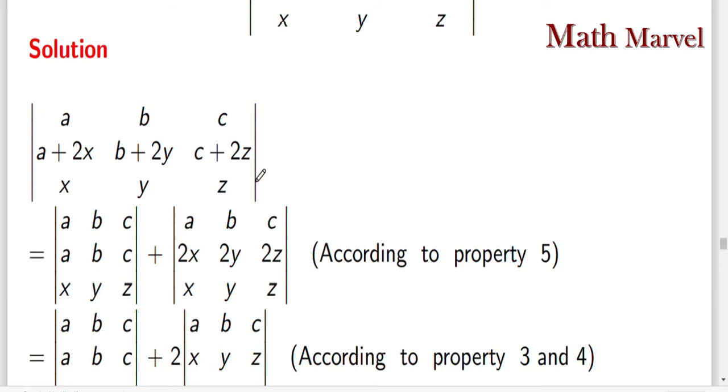So now according to property number 5, if we have this type of representation, we can write this determinant as a sum of two determinants. Now the first and third rows we write as they are on both sides, and now separate the elements of the second row which are connected by addition. So here a, b and c is my second row. In the same way, in the second determinant, 2x, 2y and 2z is my second row. So if we have this type of determinant, then according to property number 5 we can separate it as a sum of two determinants.